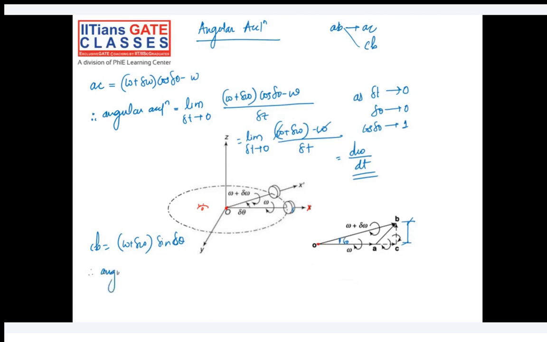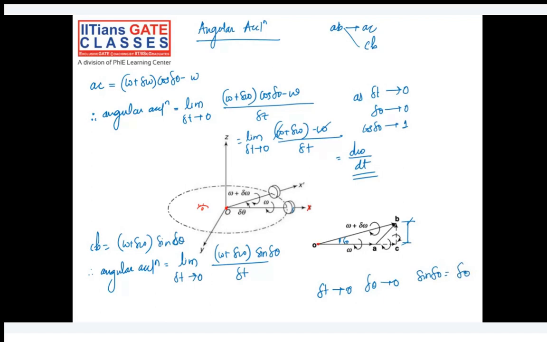Here is the limit as delta t tends to 0, of omega plus delta omega times sine of delta theta divided by delta t. As delta t tends to 0, we would expect delta theta would also tend to 0, and for a smaller angle, sine of delta theta is equal to delta theta, correct? We know that for a smaller angle, sine of theta is itself equal to theta.